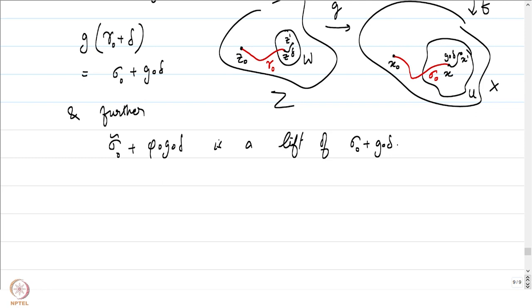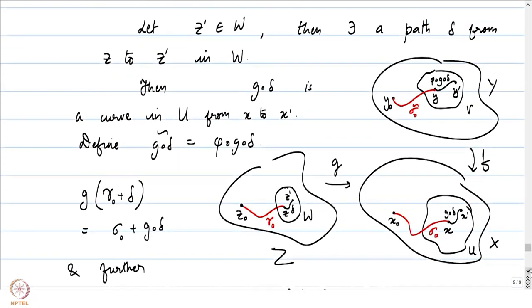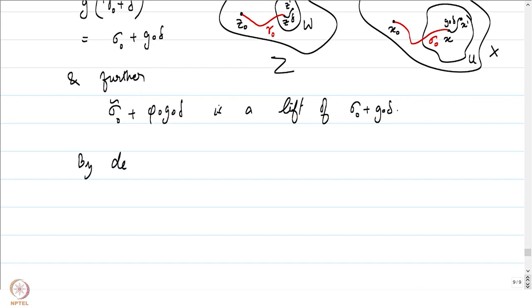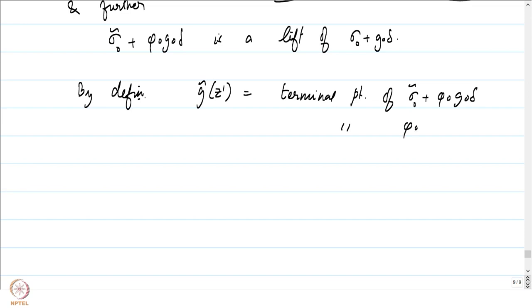And notice that sigma 0 tilde plus phi composed with g composed with delta is now a path from the point y 0 to the point y prime. So in particular, by definition, g tilde of z prime is going to be equal to the terminal point of sigma 0 tilde plus p composed with g composed with delta, the concatenation. So in particular, that's going to be the terminal point of p composed with g composed with delta, which belongs to capital V. And that's precisely what we were trying to show, isn't it?